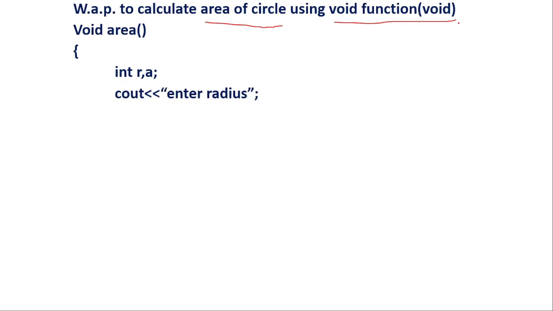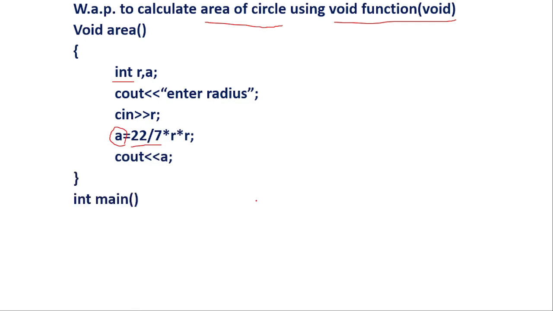Then you will ask the user to enter the radius, then you will take the radius from the user, and then you will insert the formula by writing 22/7 into R. You can replace this value 22/7 with 3.14. You can write a decimal value here also, but the answer will be an integer because you have taken the data type of A as int. After inserting the formula, you will print your area by writing cout A, and you will close the curly braces of the area function.